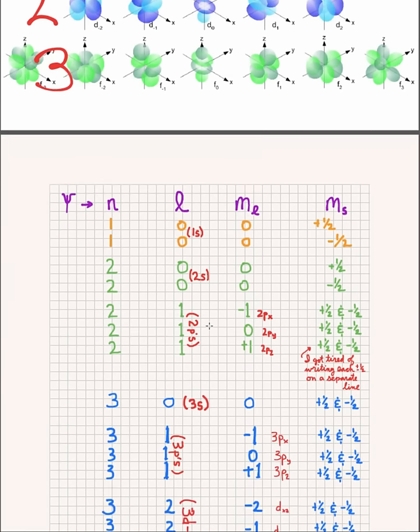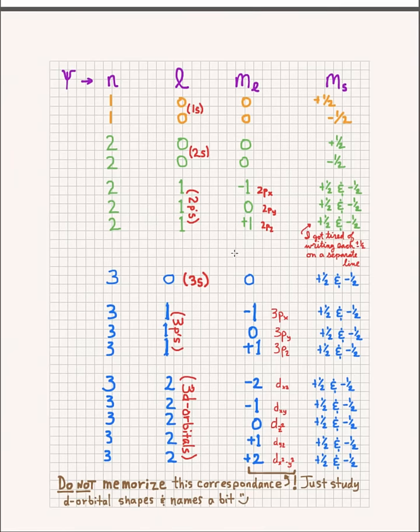Other names for them include 2p sub negative 1, 2p sub 0, and 2p sub positive 1. That's almost never done that way though, actually. It's usually called 2px, 2py, 2pz in different orientations.